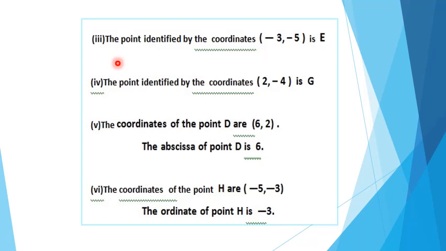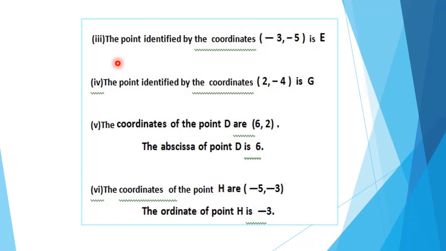The fifth one, the coordinates of the point D are 6, 2. We need to find the abscissa of the point D. The coordinates of point D are 6, 2. The abscissa of point D is nothing but the x-coordinate of the point D. Here the x-coordinate is 6. Therefore, the abscissa of point D is 6.